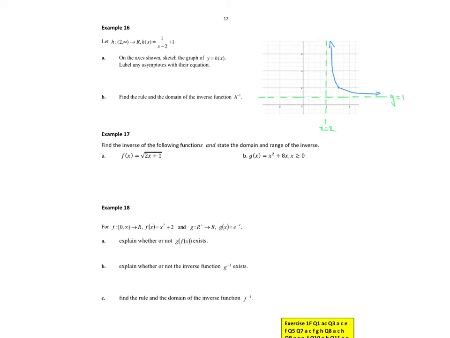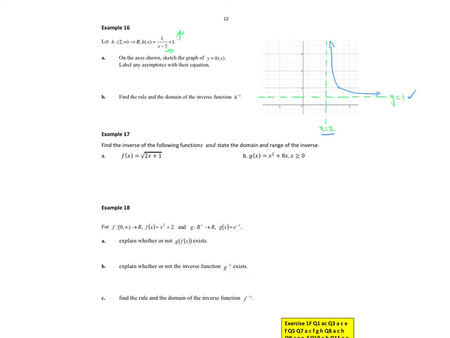So we can see here we've got the function 1 over x minus 2 plus 1, defined only between 2 and infinity. So that would be the graph of that there. I've prepared this one earlier. The 1 shifts the graph up 1 unit, the 2 shifts the graph to the right 2 units. On the axis, sketch the graph and label the asymptotes with their equations. x equals 2, y equals 1. There's the graph of the function.